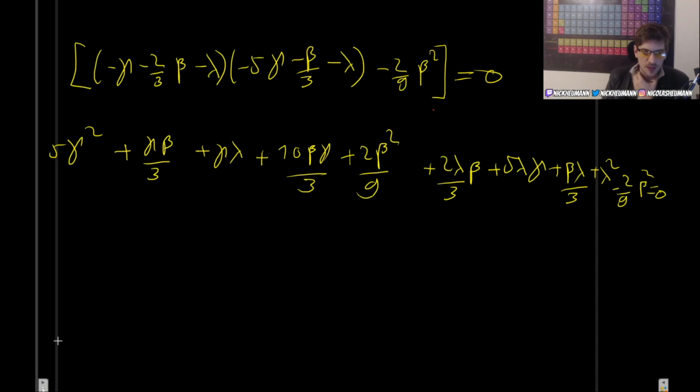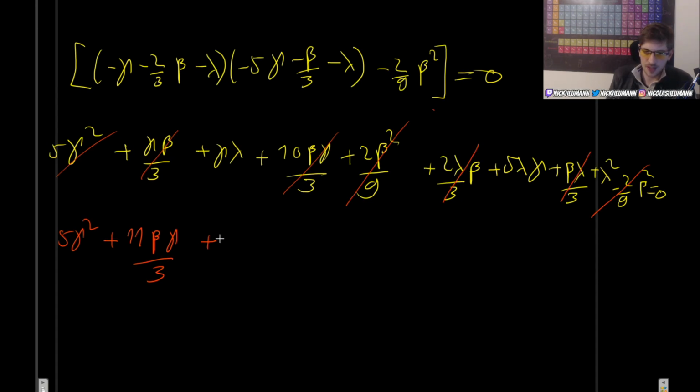So with this, we can now simplify a little bit. So this part cancels out this, and then we can add some things. Well, the 5 gamma squared is going to remain. Then we have beta gamma over 3, and we have, let's see, beta gamma, beta gamma, beta gamma. There we go. So we get plus 11 beta gamma over 3. Then we have 2/3 beta lambda and 1/3 beta lambda. So we get beta lambda. And then we have 5 lambda gamma and gamma lambda. So we get 6 lambda gamma.